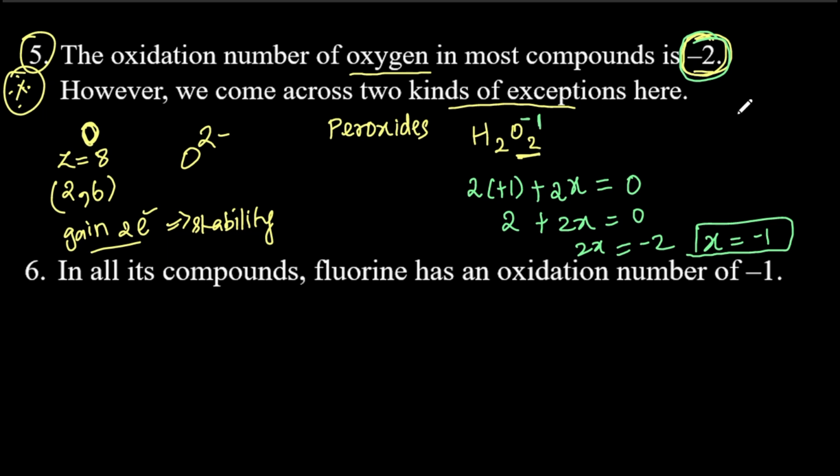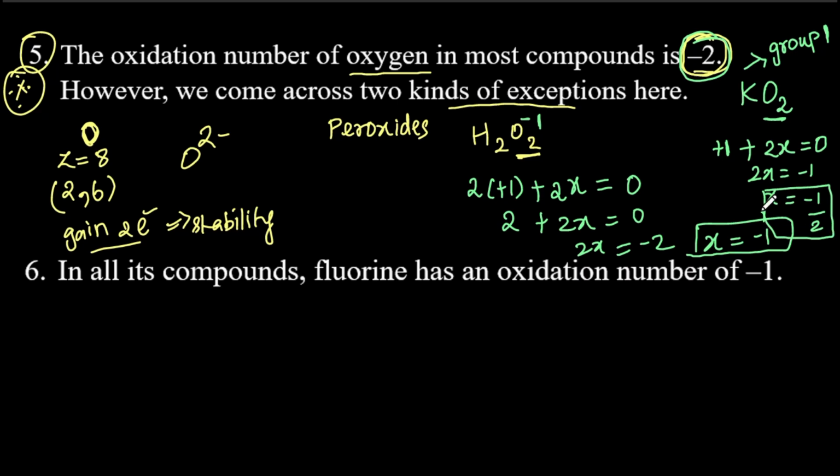Then if you see superoxides, for example, let us take the compound KO2, potassium superoxide. Now let us find the oxidation state of oxygen. Potassium is a group 1 element, so it is similar to sodium. The electronic configuration is similar to sodium, so it loses 1 electron. So the oxidation state of potassium is plus 1, plus 2x equal to 0. So 2x is equal to minus 1. So the value of x is minus 1 by 2. So here the oxidation state of oxygen is minus 1 by 2.